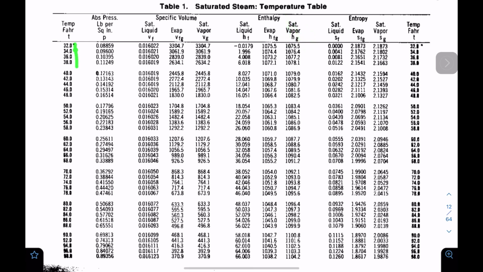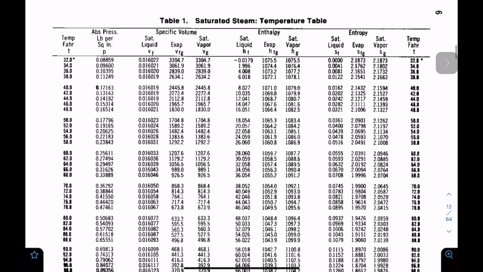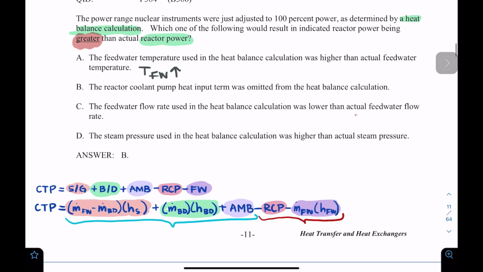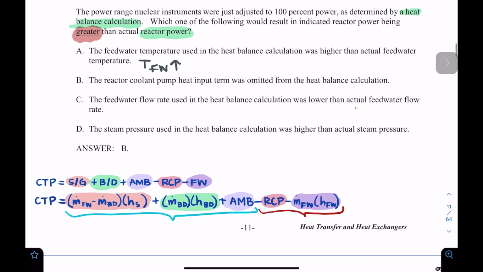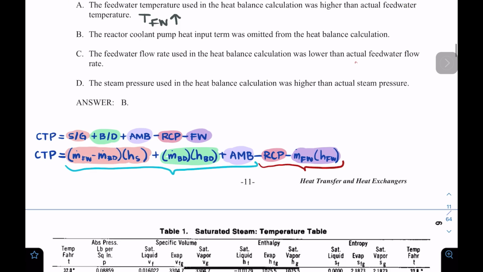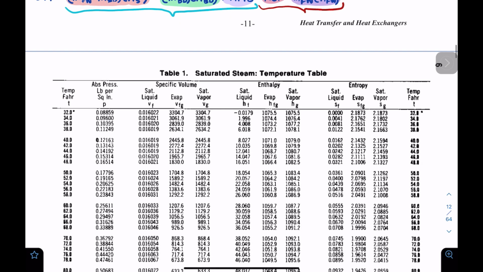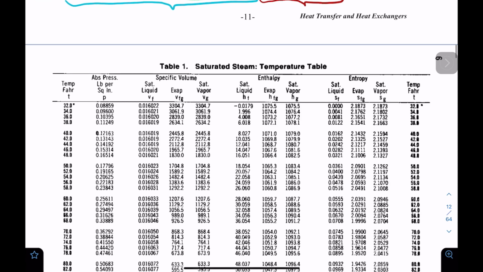So what's happening if we increase the temperature? What's happening to the enthalpy? The enthalpy of vapor increases. Oh, but wait, it says that it's for the feed water. So for the feed water, we're looking at a fluid, right? Because we don't have steam in the feed water. It's feed water, it's already telling us what it is. So it's saturated liquid.